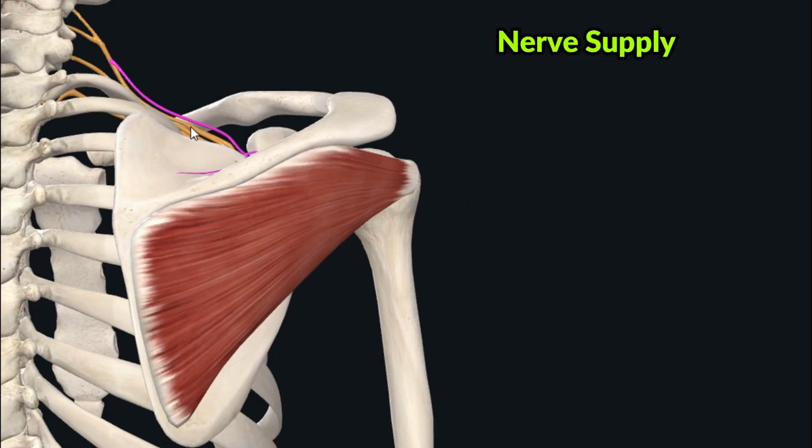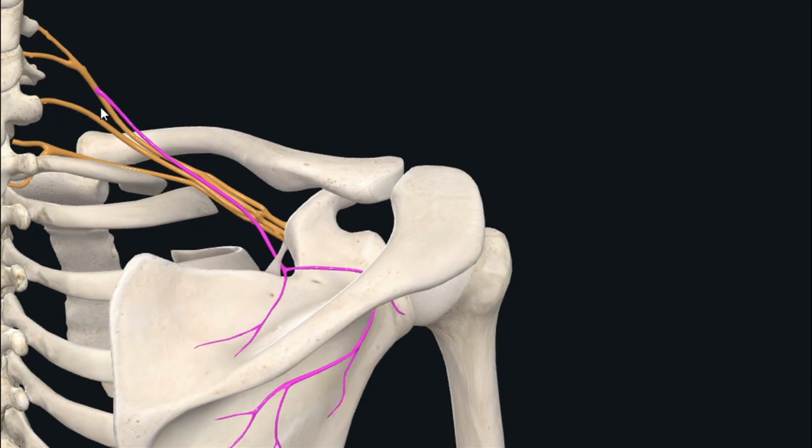In terms of the nerve supply, the infraspinatus muscle is supplied by the suprascapular nerve. After arising from the superior trunk of the brachial plexus, the suprascapular nerve travels a bit posterolaterally to pass through the suprascapular notch, just under the suprascapular ligament.